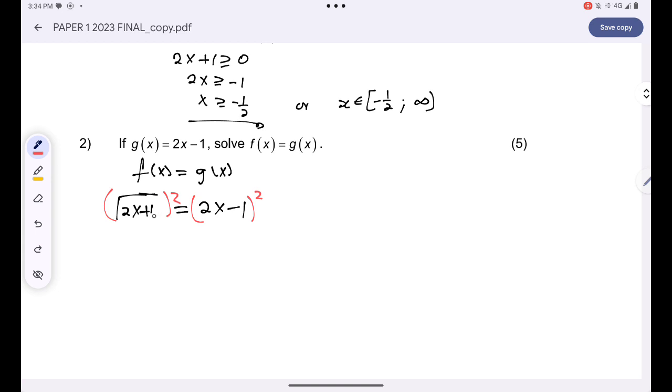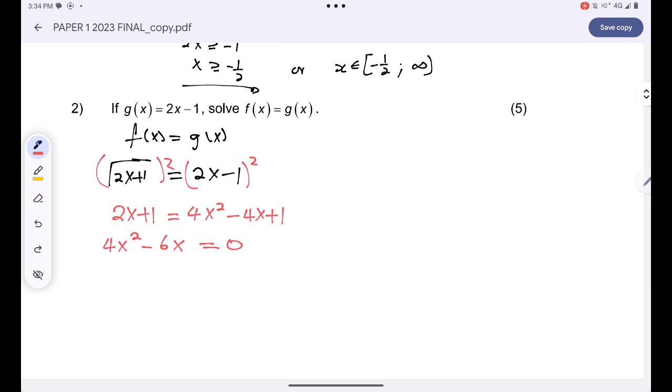Over here, whenever I square both sides, on the left hand side I'll be left with 2x plus 1. On the right hand side I'll have 4x squared minus 4x plus 1. Then I should make sure that everything is in standard form. I'll take these to the other side. I'll end up having 4x squared minus 6x is equal to 0, because 1 minus 1 will be equal to 0. I can divide each and every term by 2. I'll end up having 2x squared minus 3x is equal to 0. The common factor is x.